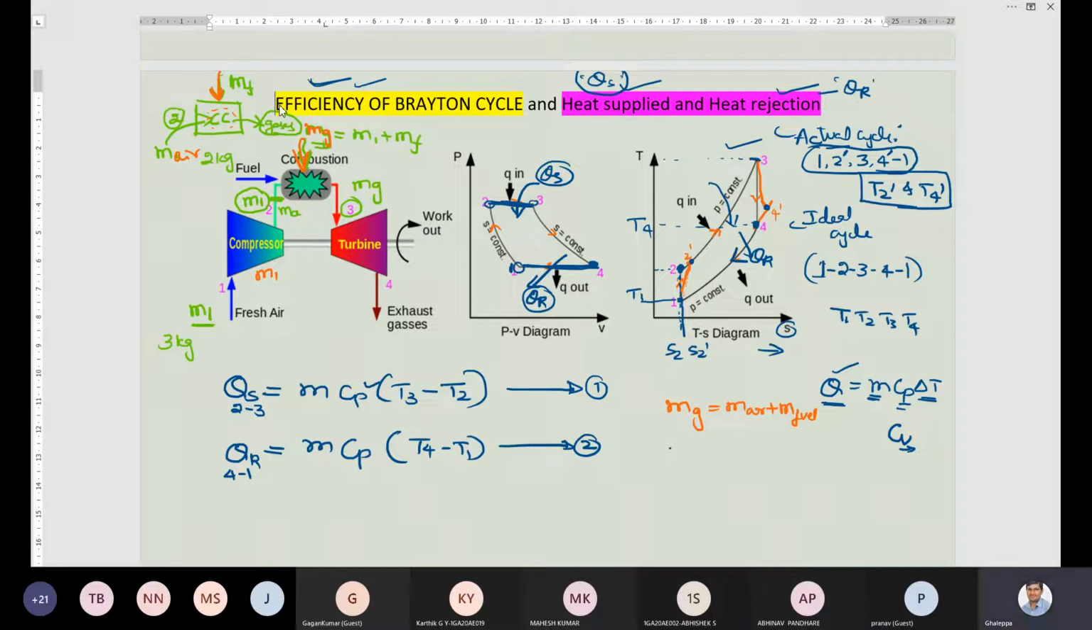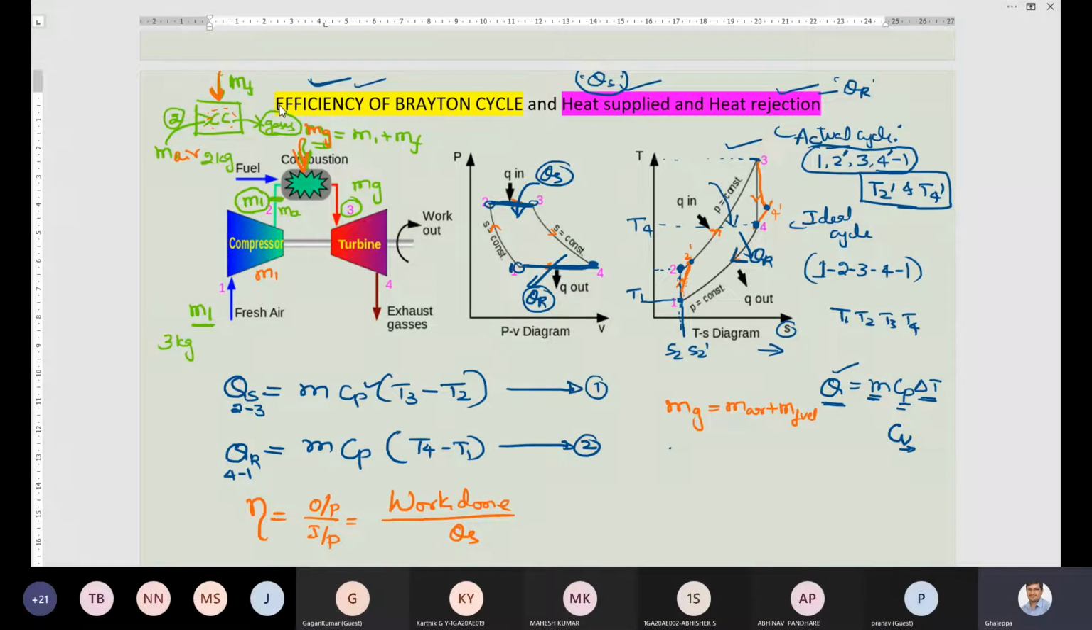Okay, now we will go to write the equation for efficiency. So what is the equation for efficiency? What is the basic equation? Efficiency is equal to output divided by input. What is the output? Always work done. Input for the given cycle is heat supplied.